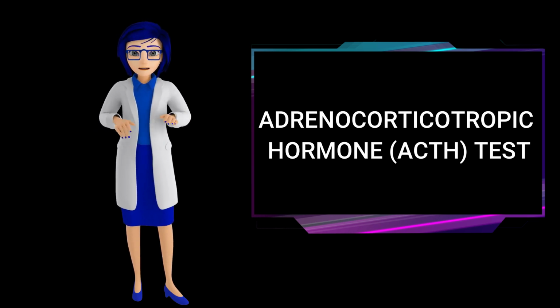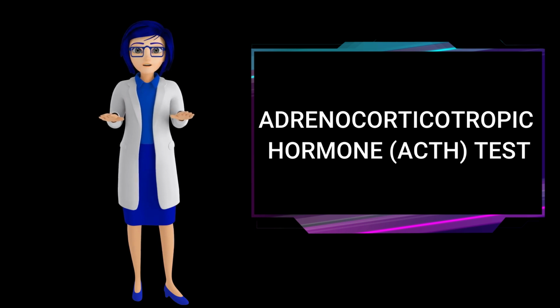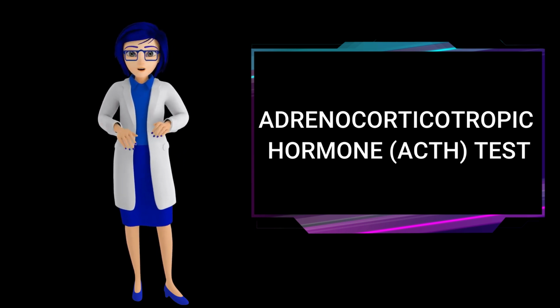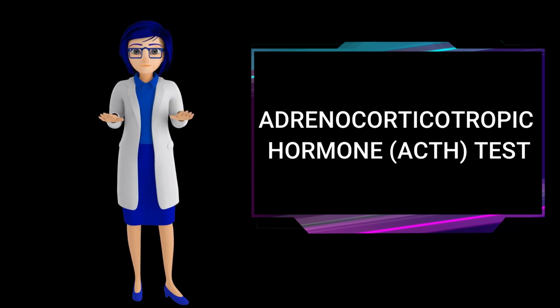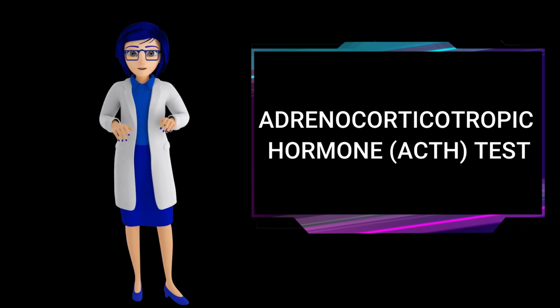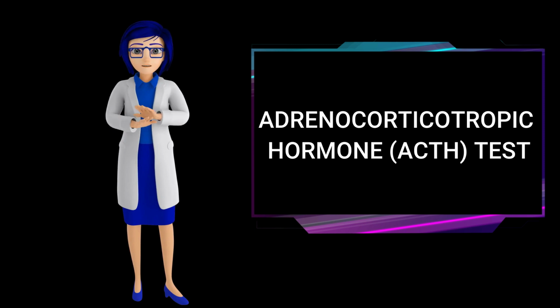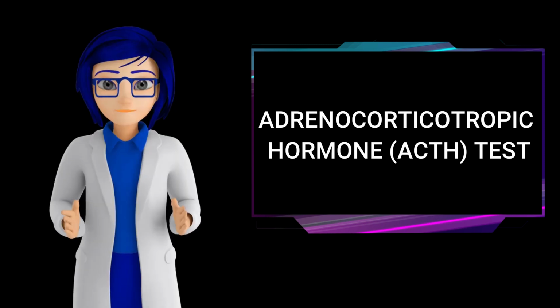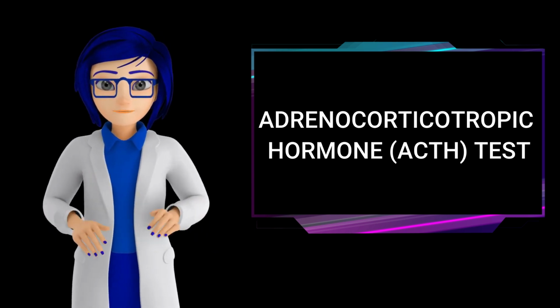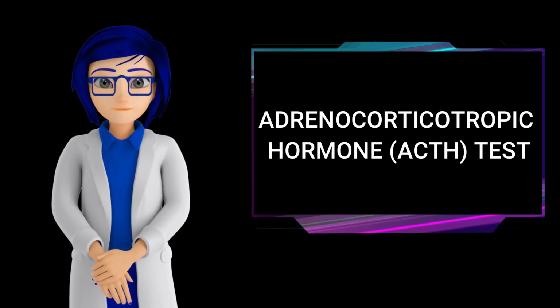Cortisol plays an important role in helping you to respond to stress, fight infection, regulate blood sugar, maintain blood pressure, and regulate metabolism, the process of how your body uses food and energy. Too much or too little cortisol can cause serious health problems. Other names: adrenocorticotropic hormone blood test, corticotropin.